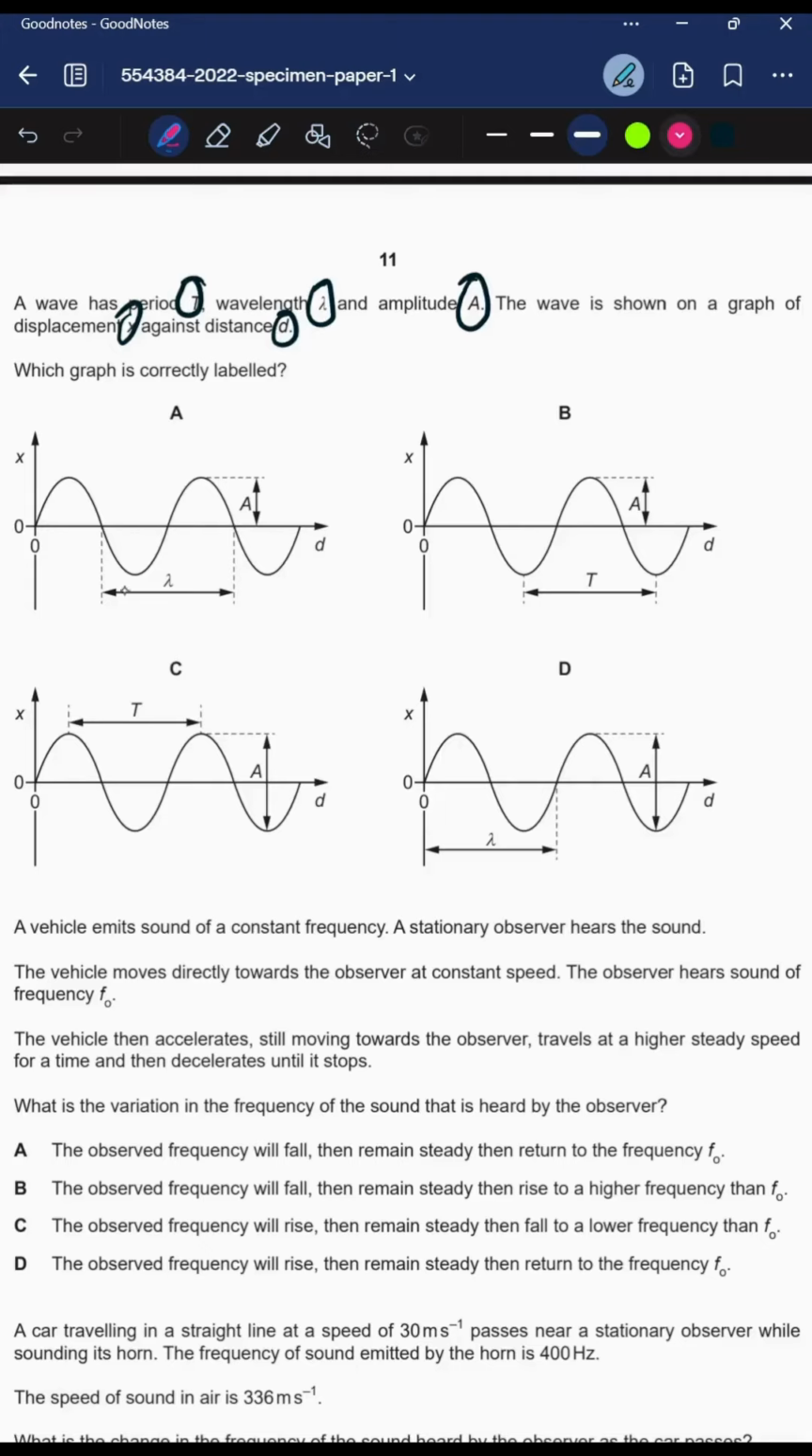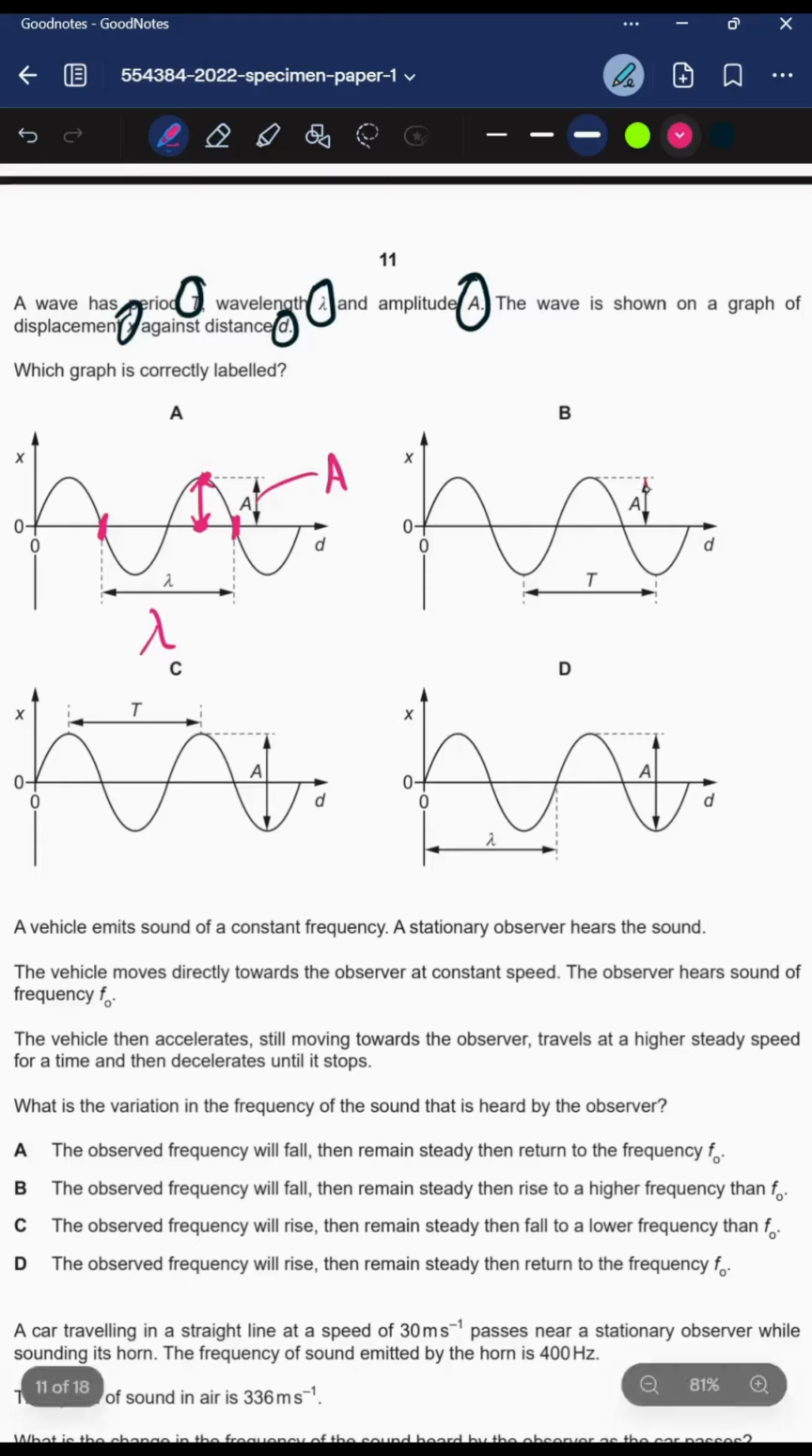So for A, it is saying that from this point to this point, this is lambda. Yeah, we can say that this is lambda, and it is labeling from the mean position to the highest position. They're labeling this as the amplitude. Yeah, we can say that this is amplitude. So we have to figure out the lambda and the amplitude. They haven't mentioned the time period t. So we are good to go with A, but let's figure out what other options have to say.